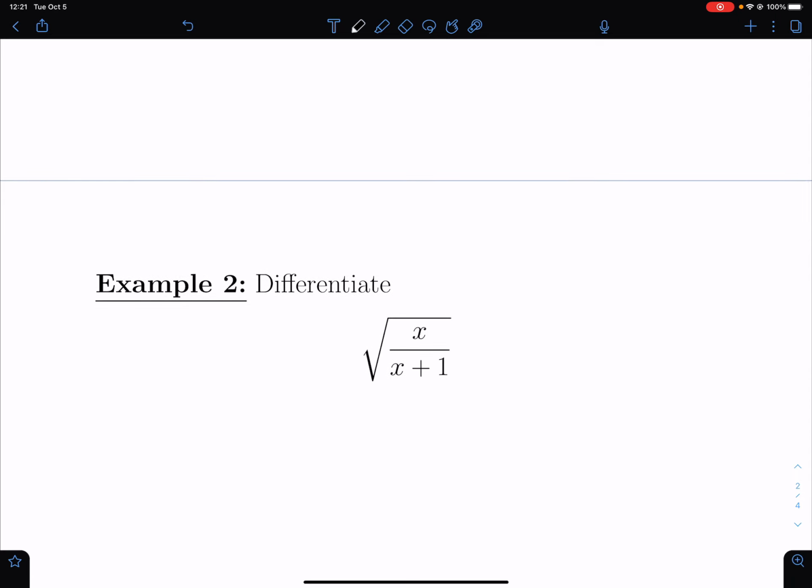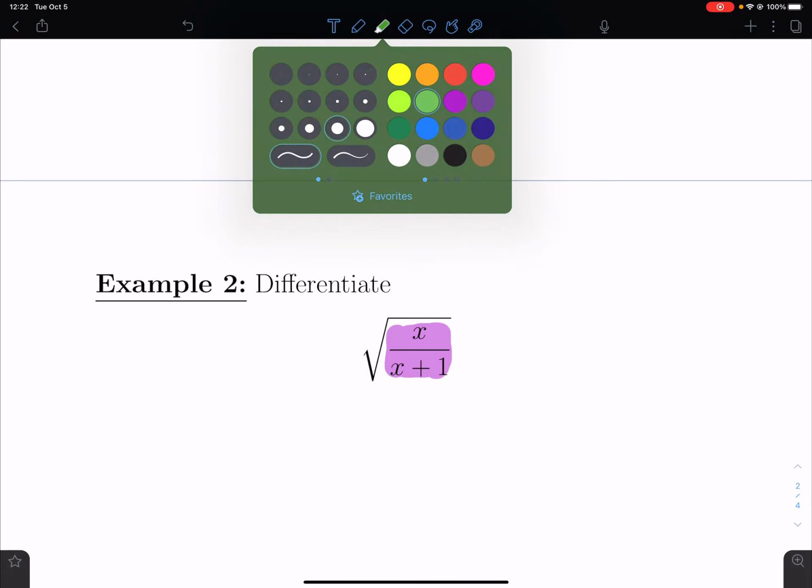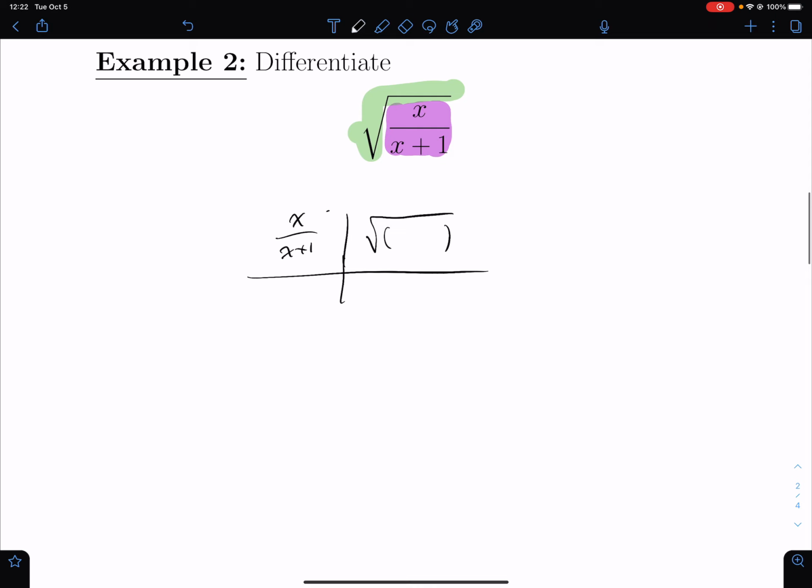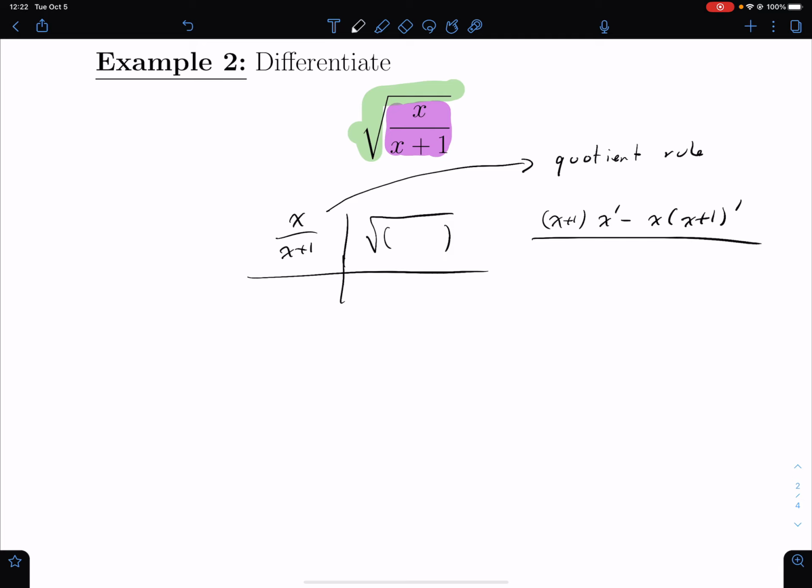Here's another one. So I just have to identify what's my inside function. Once again here I've got two functions. I've got this one on the inside, and I've got this one on the outside. So my innermost function is x over x plus 1. I got my table here, and then my outside function is square root of blank. Now the issue here is that this one is not so easy to differentiate. So this one needs to be quotient ruled. Recall that quotient rule is low d high minus high d low over low low.